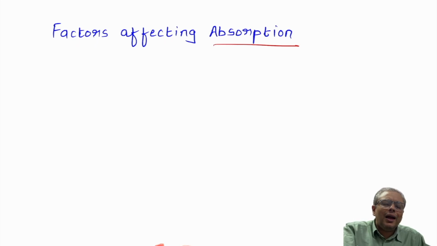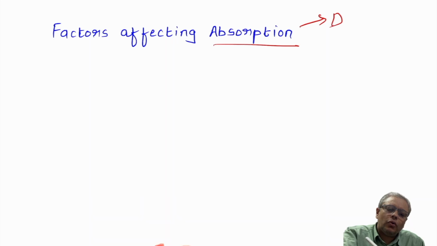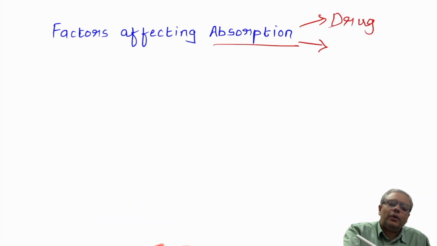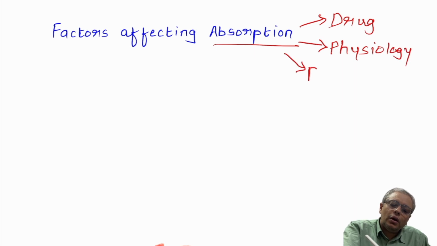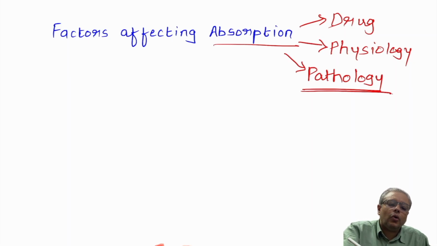Now, there are n number of factors. There are certain factors related to the drug, certain factors related to the physiology of the individual, and many factors related to pathological states. The pathology of the individual can also affect the absorption of the drug.